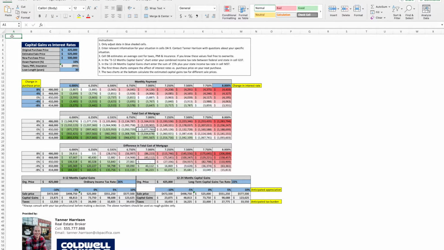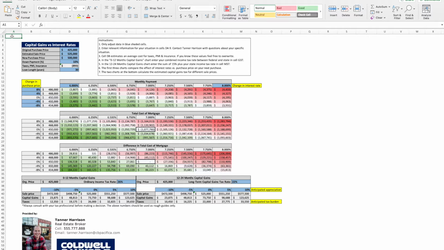I'll be walking you through the capital gains versus interest rate sheet. I created this sheet to help clients easily compare the effects of home prices, interest rates, and capital gains. In today's dynamic market, it's important to consider all three of these factors when deciding the next move. We may not have a crystal ball, but with this sheet, you and your clients can understand the risks and rewards of potential market shifts to make an educated and informed decision.